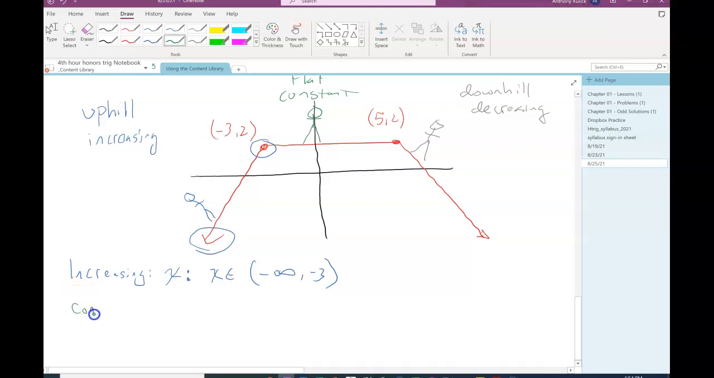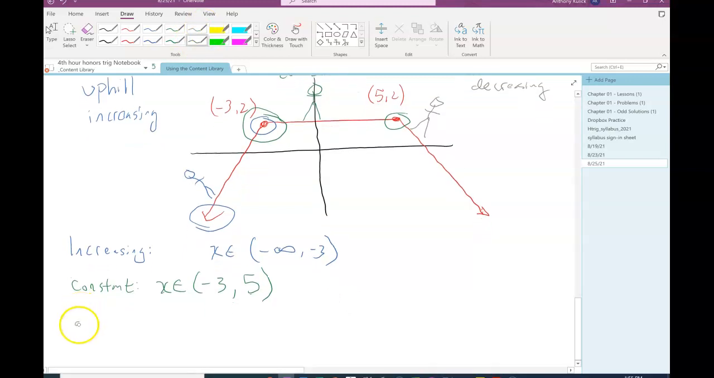The next section is our constant section, the flat section. The constant section begins here at negative 3, 2. But really, we only care about the x-coordinate. And it ends here at the point 5, 2. But again, all we care about is the x-coordinate. So far, so good.